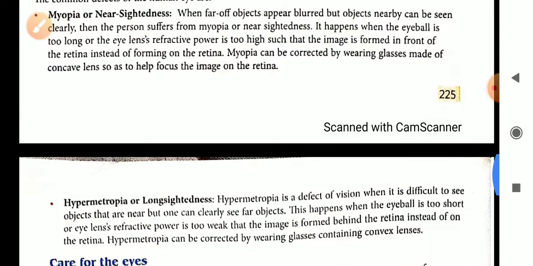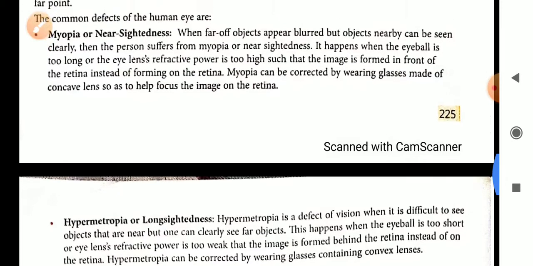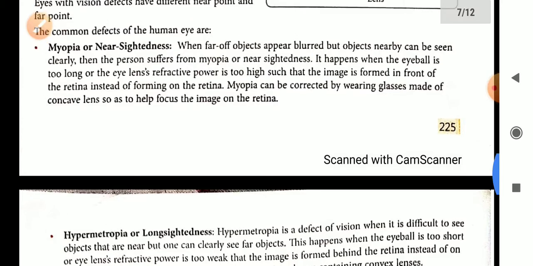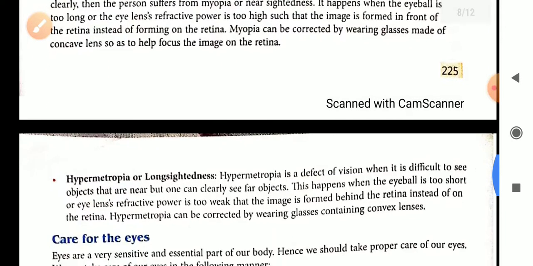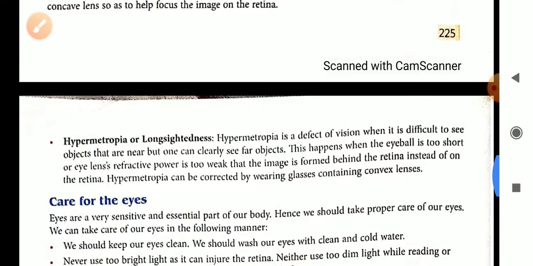So, myopia occurs in young age. During your age, some students are unable to see what is written on the blackboard because of myopia or nearsightedness. But hypermetropia or long sightedness occurs due to old age.